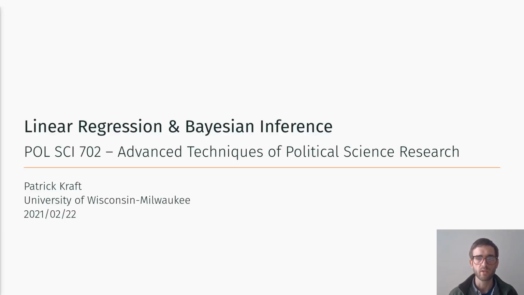Hey everyone, welcome back to POL 702, Advanced Techniques of Political Science Research. This week we're going to continue our discussion of linear regression, but we're going to introduce the idea of Bayesian inference in the context of regression. And in general, Bayesian inference involves three steps that go beyond classical frequentist estimation the way we talked about it last week and in the previous semester.